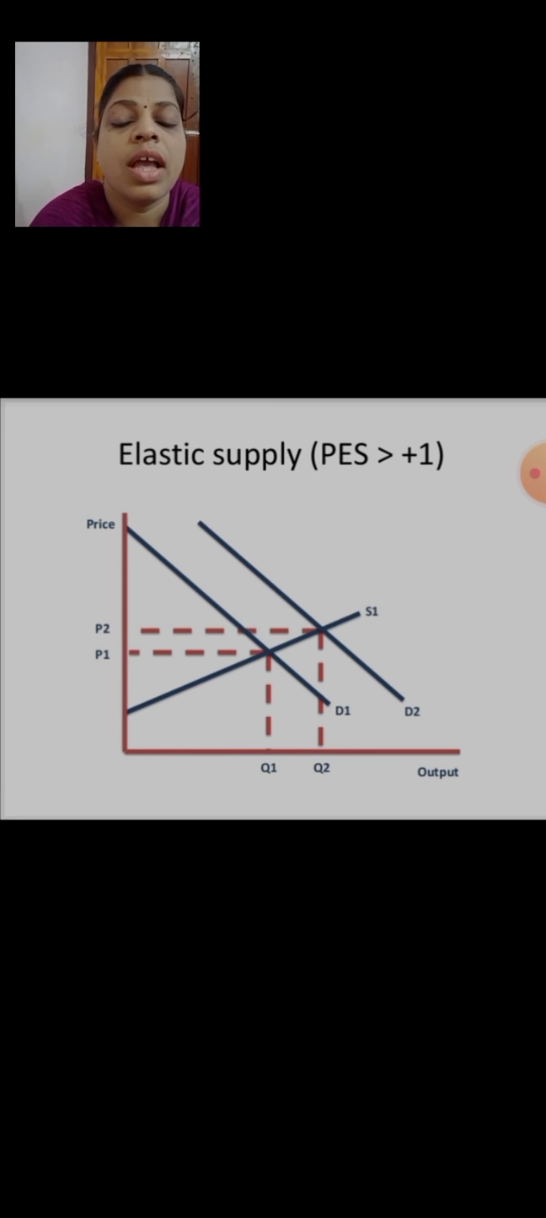And here we can see D1 and D2. These are the different demand curves of the commodities, and the supply curve is S1. We know that there is an inverse relationship between the demand and the prices, and there is a positive relationship between the supply and the prices.